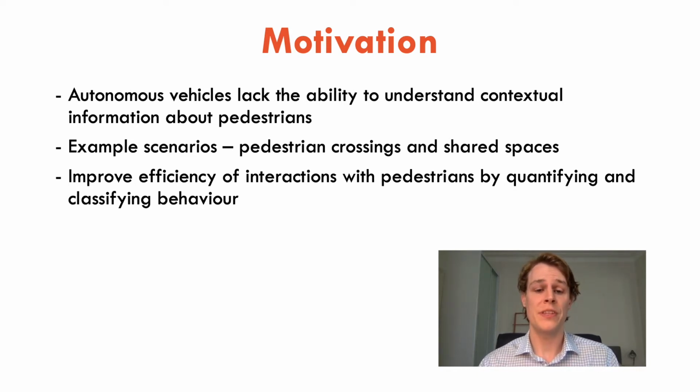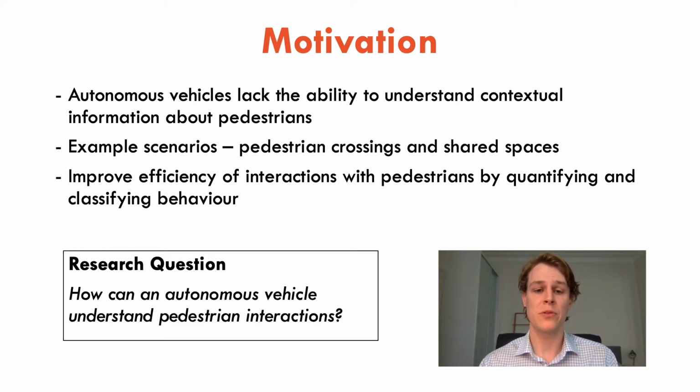As a result, this problem led us to develop the following research question: how can an autonomous vehicle understand pedestrian interactions? Therefore, the aim of my project is to develop a system that is able to detect, track, and classify pedestrian interactions to inform the decision-making process of an autonomous vehicle. By quantifying pedestrian behaviours, this will allow autonomous vehicles to interpret contextual information and potentially improve the efficiency of interactions.